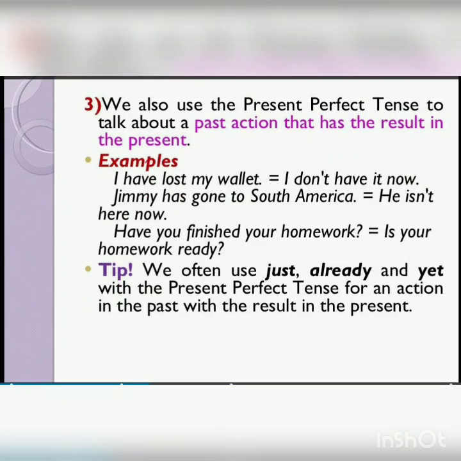Third, we also use the present perfect tense to talk about a past action that has the result in the present. For example, I have lost my wallet. It means I don't have it now. Jimmy has gone to South America. It means he isn't here now. Have you finished your homework? It means is your homework ready? Tips. We often use just, already, and yet with the present perfect tense for an action in the past with a result in the present.